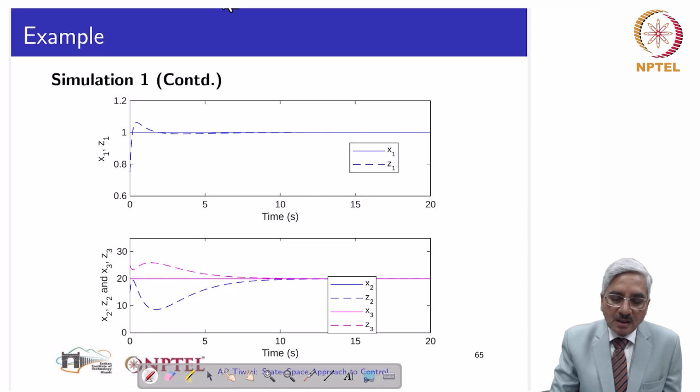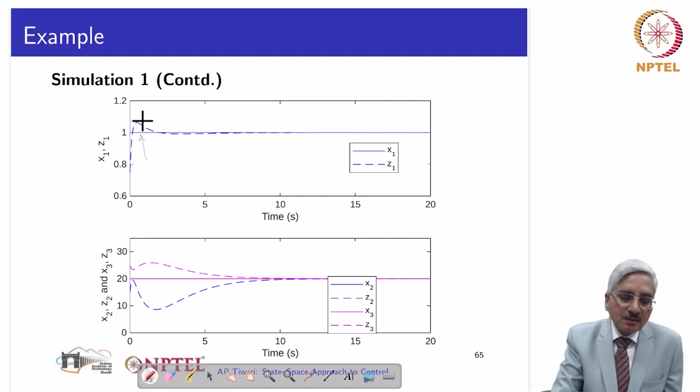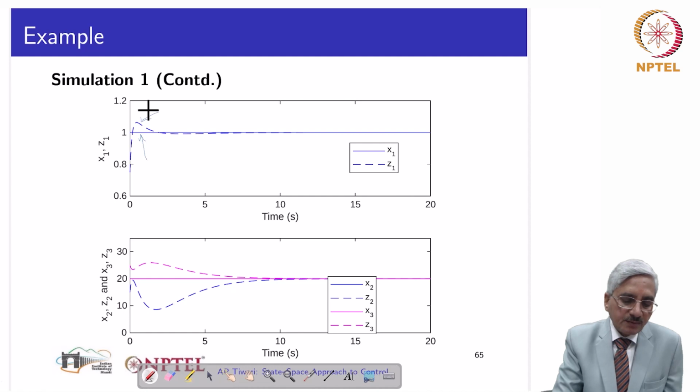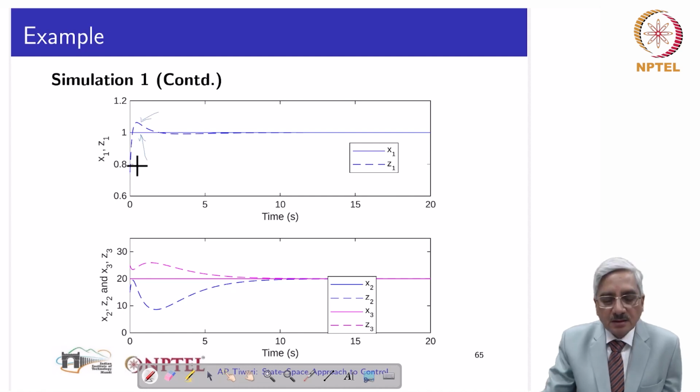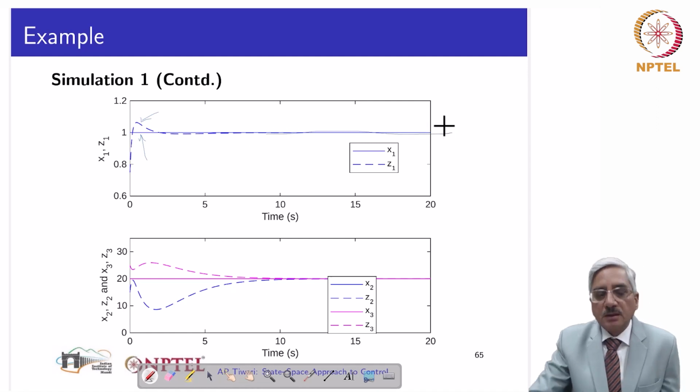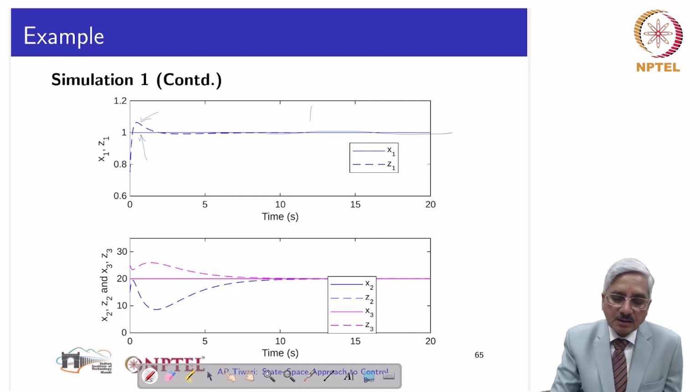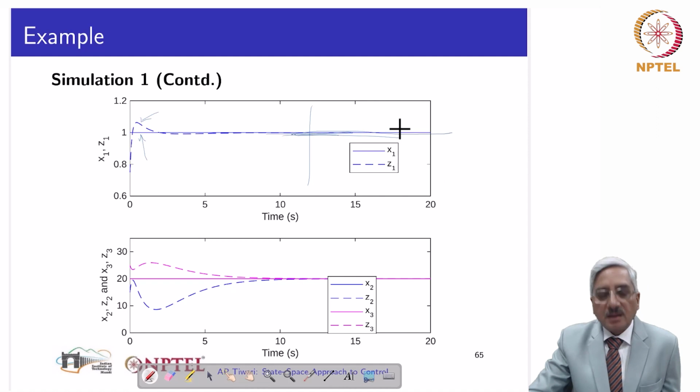So what we see is that even though x1 is constant, shown by the continuous line, z1, which is shown by the dashed line, undergoes some variations because of that initial difference in state. However, it stabilizes, it asymptotically approaches x1 in some time after 10 seconds, before 15 seconds. It has actually started matching the state x1. Similar happens to x2, z2 and z3.